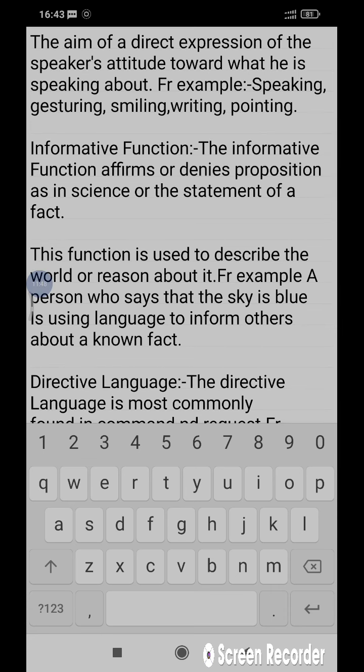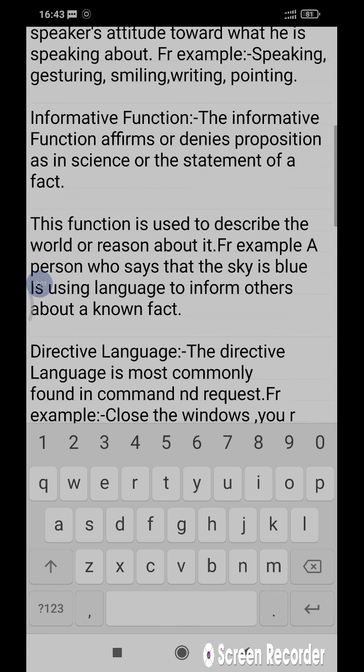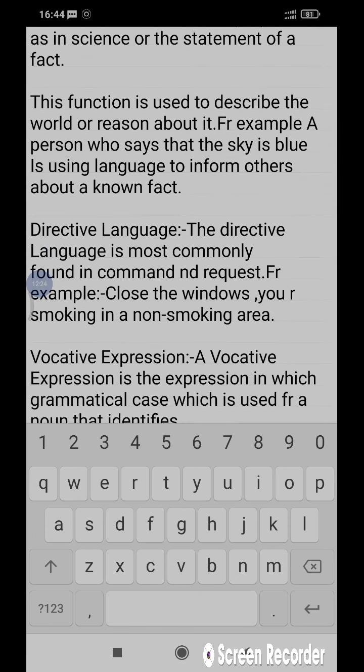The next one is the informative function. The informative function affirms or denies a proposition, as in science or the statement of a fact. This function is used to describe the world or reason about it. When we are talking about the world or reasoning about what is happening in the world, this is called the informative function. For example, a person who says that the sky is blue is using language to inform the other about a known fact.